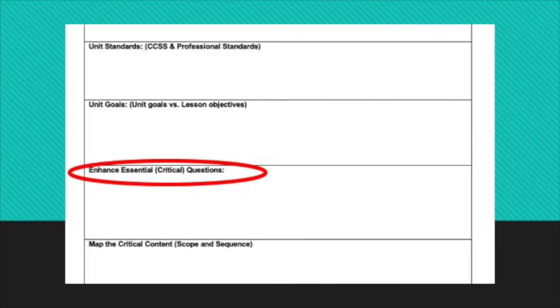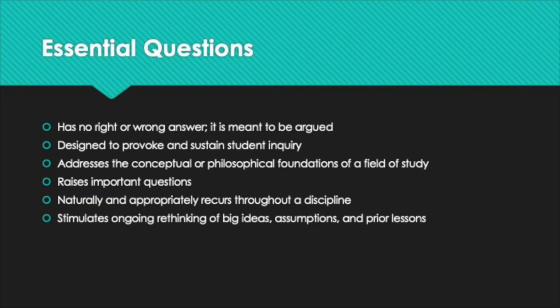An essential question is one that can be answered over time and may change. They may be in U.S. history in the 8th grade and U.S. history in the 11th grade, and their answers may change. So it has no right or wrong answer. It's to provoke and sustain student inquiry. It addresses the concepts and the philosophies of the field, raises important questions. It continues to evolve over the course of the discipline, and it also stimulates thinking of big ideas in prior lessons.